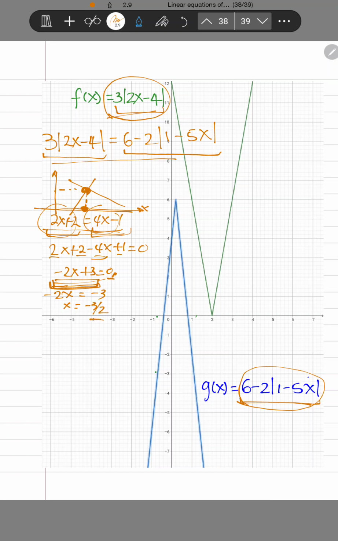Now, once I have this number, it is the x value of the intersection. The corresponding y value of this intersection can be obtained by replacing this x or that x by minus 3 over 2. I can take any one of them. It should give me the same y value, because this is the intersection of both lines, so this y is the same for both. This is the idea.